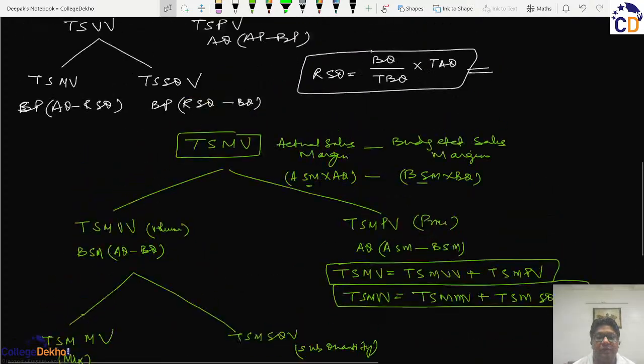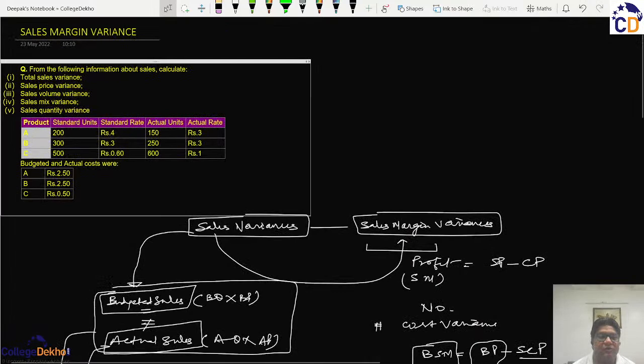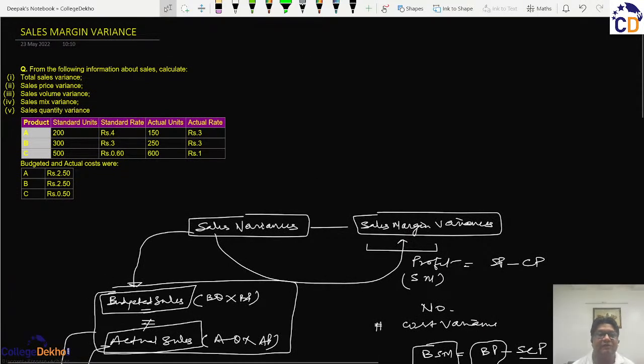So we will make up a table as we prepared in each of the variances discussed earlier from this question. So if you see here, if I prepare a table, then in all these questions, if the cost data is not given, then this rate is the sales price, this is the budgeted rate and this is the standard rate. This is budgeted price, this is actual price, this is actual quantity, this is budgeted quantity.